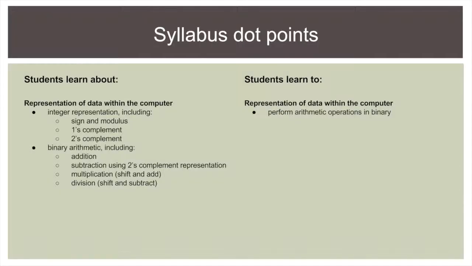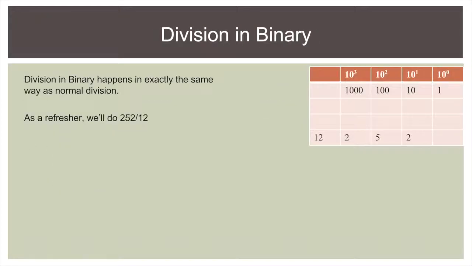Here are the dot points, pause if you'd like to read them. So division in binary happens exactly the same way as normal division. As a refresher, we'll do 252 divided by 12.